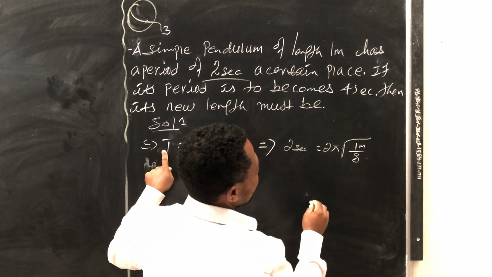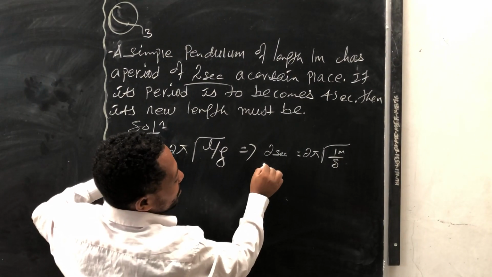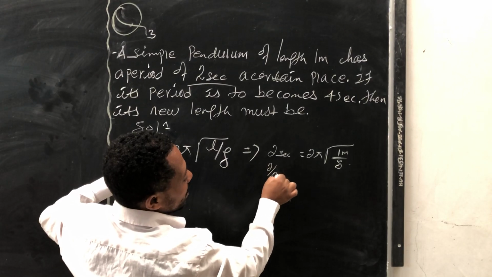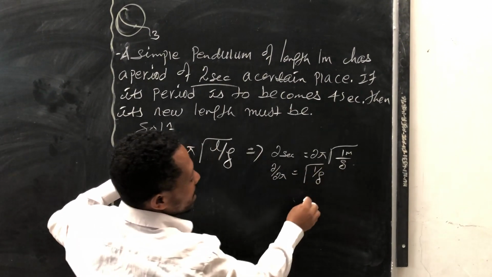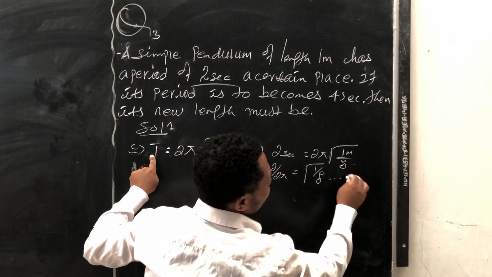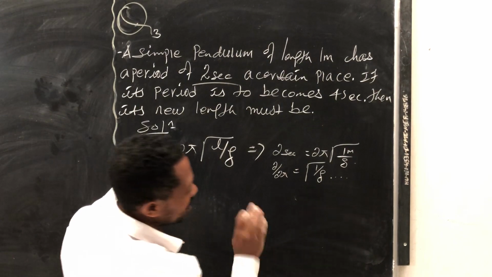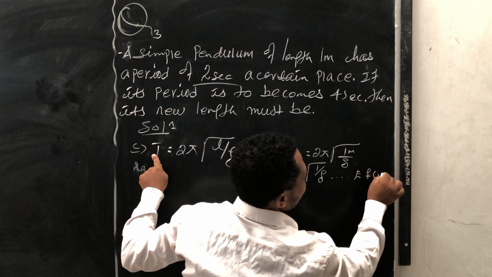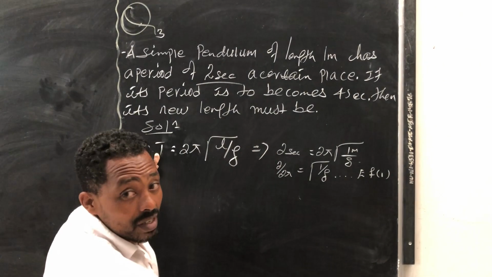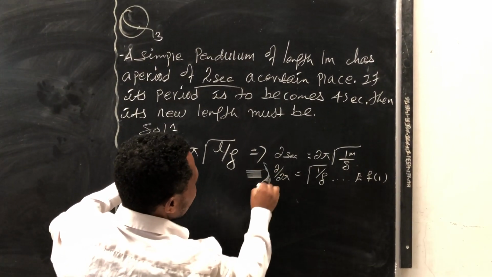Great. Just divide both sides by 2 pi, and it becomes 2 over 2 pi equals the square root of L over G. Let this be equation 1. Just ignore the units for the time being. It doesn't make any difference. Let this be equation 1. Great.